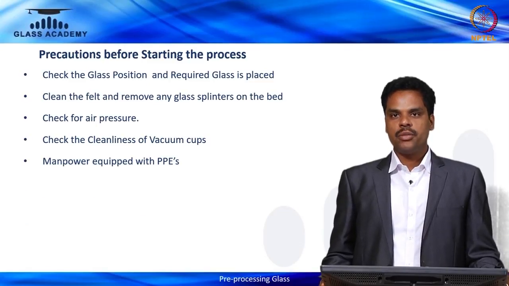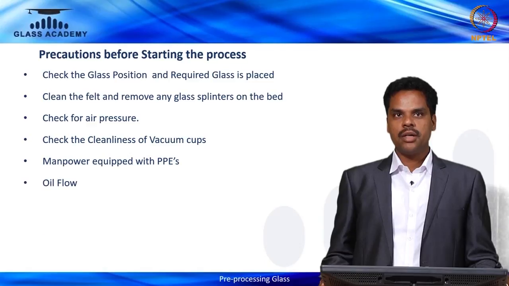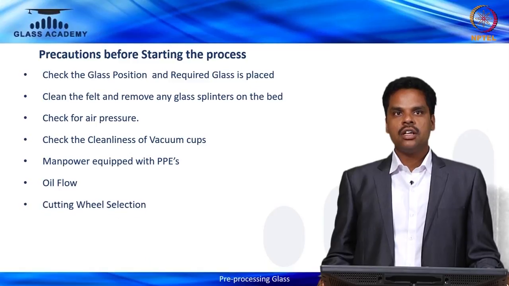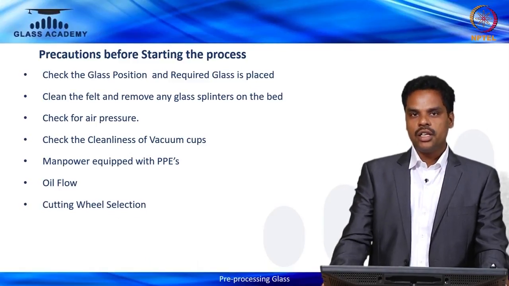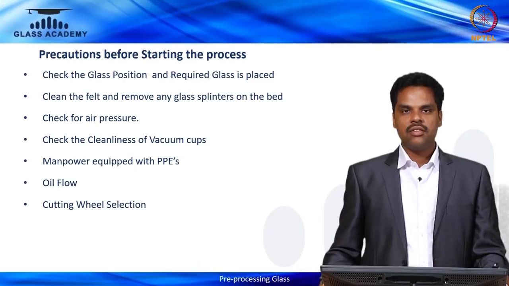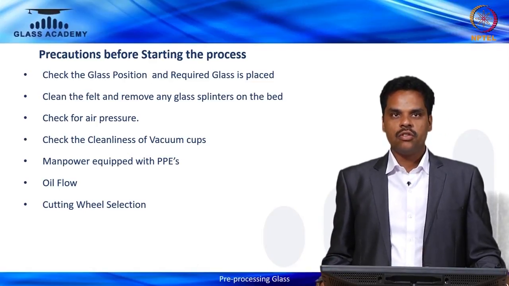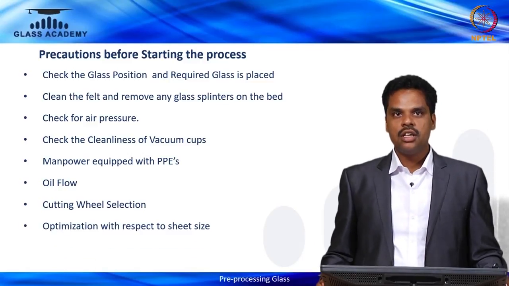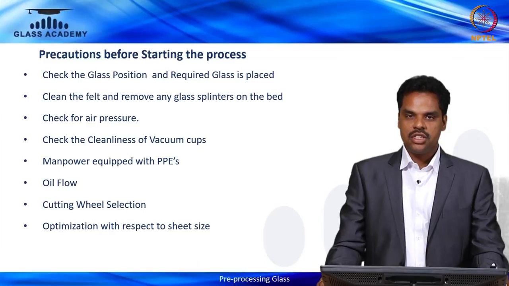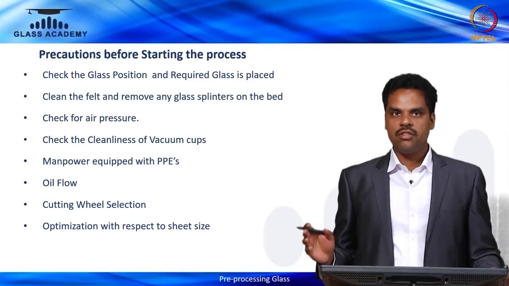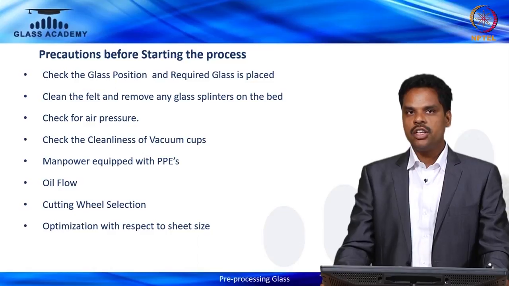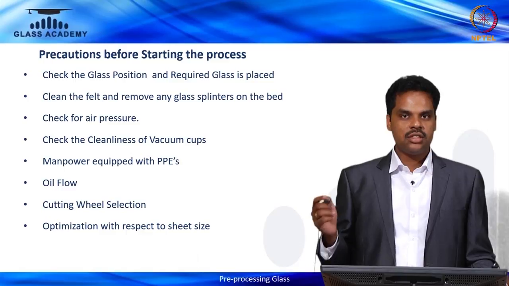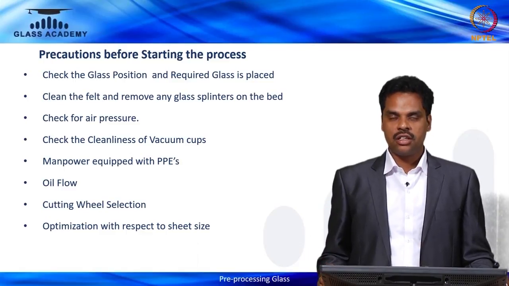Please ensure that the manpower is equipped with the PPEs, and check the oil flow in the cutting machineries. Cutting wheel selection depends upon the thickness of the glasses, as the cutting wheel will differ. Please ensure that the cutting wheel you have selected is as per the thickness, and optimization is with respect to the sheet size. Optimization also plays a very important role in cutting places, where we need to minimize the wastages. So please ensure that optimization is as per the sheet size you are exactly going to cut.